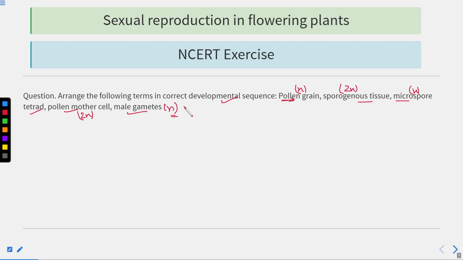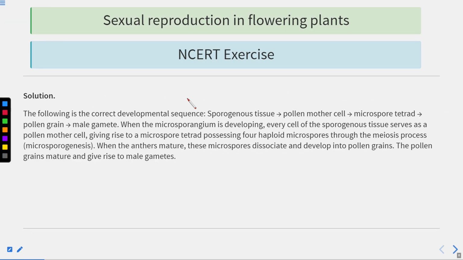So you know meiosis takes place here during microsporogenesis. So these structures, sporogenous tissue and pollen mother cell, should come first, clear, and then the rest of the structures should come. So what should be the sequence here? Now the following is the correct developmental sequence. First is the sporogenous tissue. These sporogenous cells are diploid, and some of the cells become specialized and are known as the pollen mother cells. So these will also be diploid, and they undergo meiosis then.